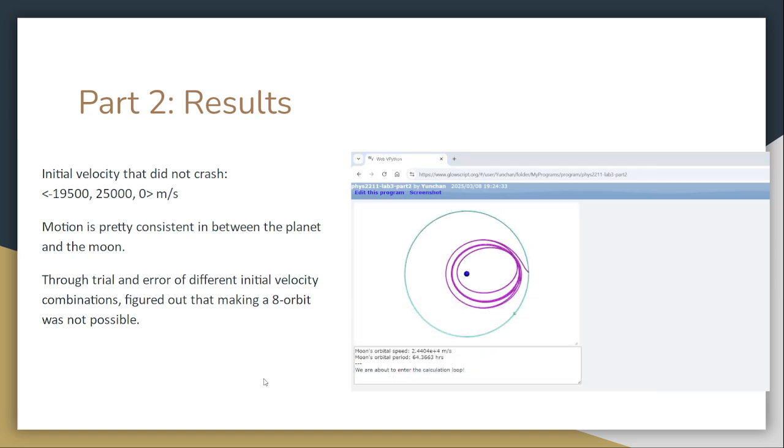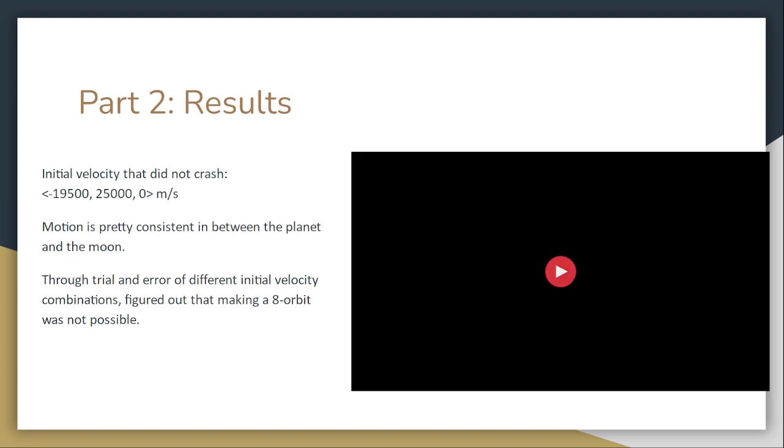The motion is pretty consistent using the initial velocity of negative 19,500 meters per second and 25,000 meters per second in the x and y direction respectively. Through trial and error of different initial velocity combinations, I figured out that making a figure 8 orbit was not possible.